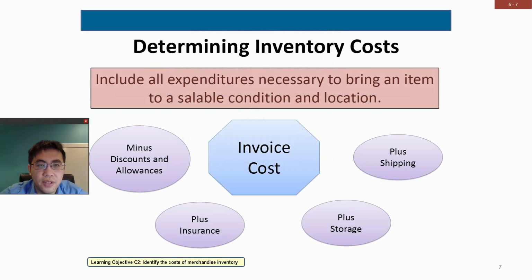How do you identify the inventory cost? First of all, there's the invoice cost, which is basically the full price of your merchandise. You need to subtract the discount and allowances, and also add the insurance, the storage fee, and the shipping fee. So not just the full price of the merchandise, but also the costs associated with making it available for sale. And you also need to deduct the discount and allowance you give to the buyer.